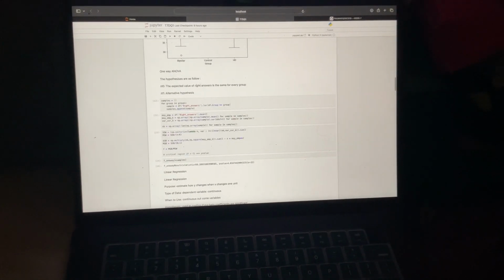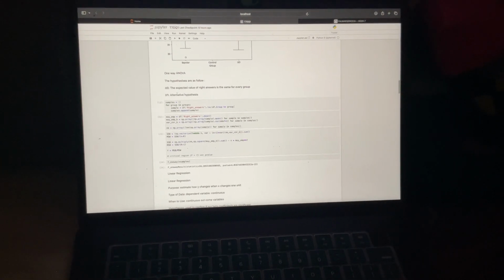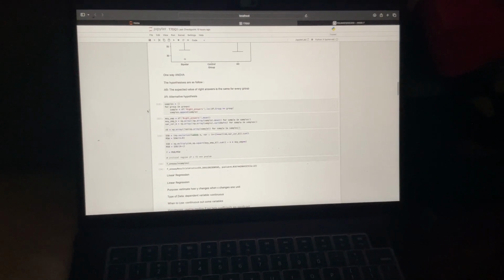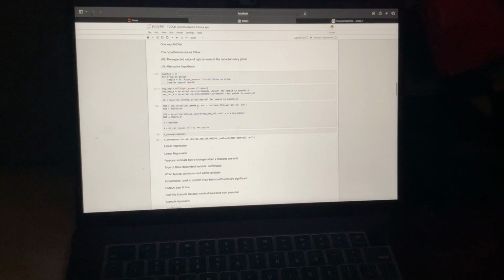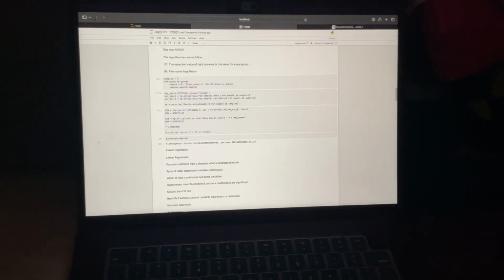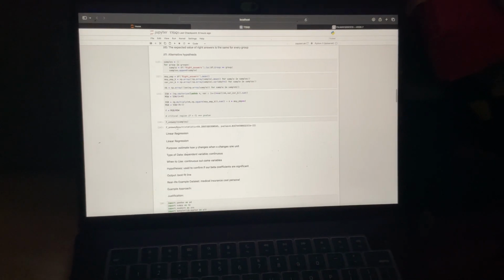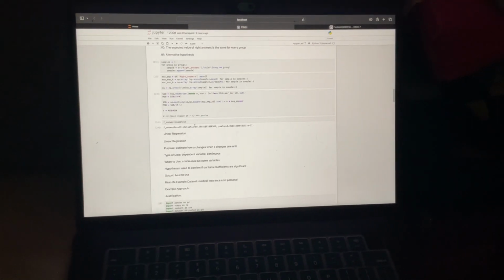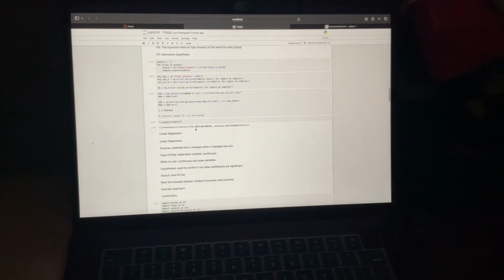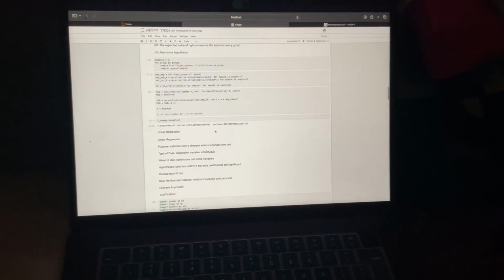Right here I'm importing the groups so I can read them. Here it's reading the groups, and here it's getting the group values I need. And right here it's giving me the results I want: the statistic is 59.28 and the p-value is 4.01.